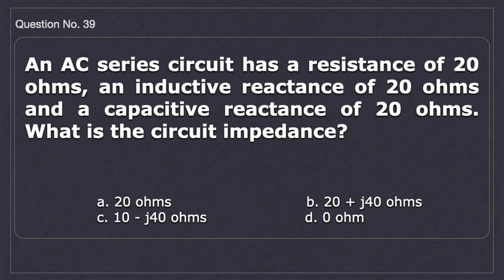Question number 39. An AC series circuit has a resistance of 20 ohms, an inductive reactance of 20 ohms and a capacitive reactance of 20 ohms. What is the circuit impedance? A. 20 ohms. B. 20 plus j40 ohms. C. 10 minus j40 ohms. D. 0 ohm. Answer, A. 20 ohms.